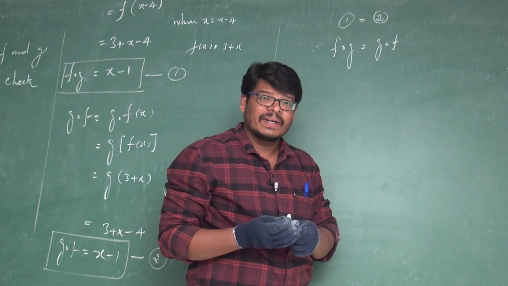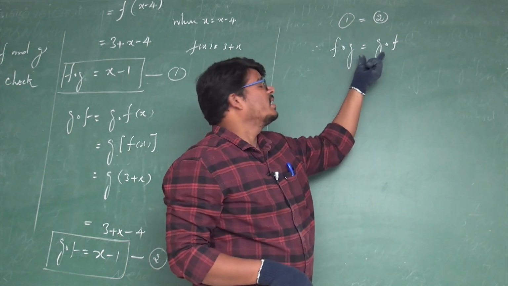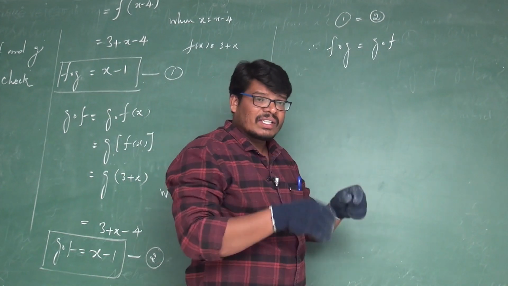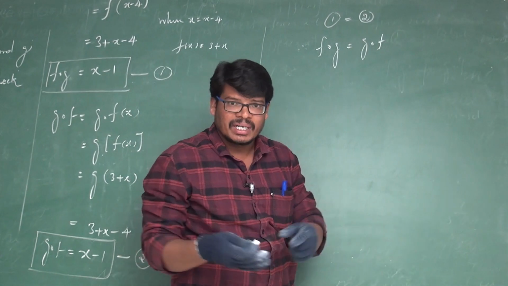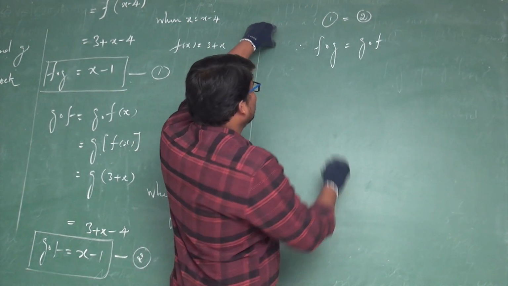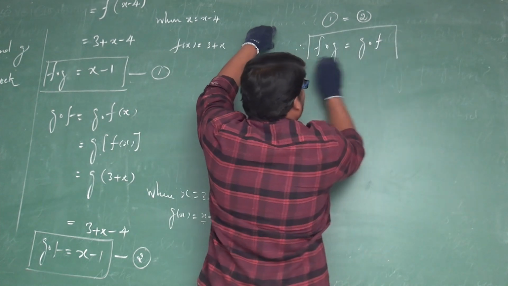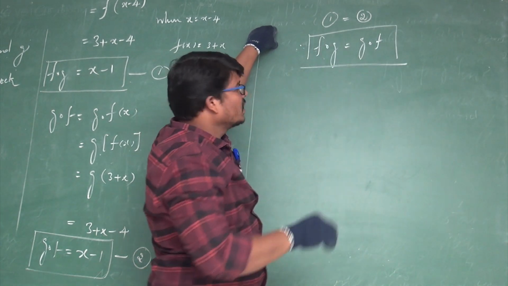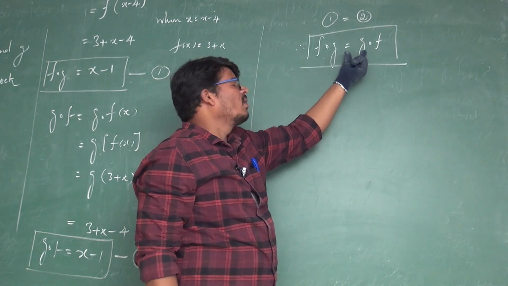But under some conditions f dot g equals g dot f. Therefore, given the functions f of x and g of x, for some conditions that are satisfied, f dot g and g dot f are both equal.